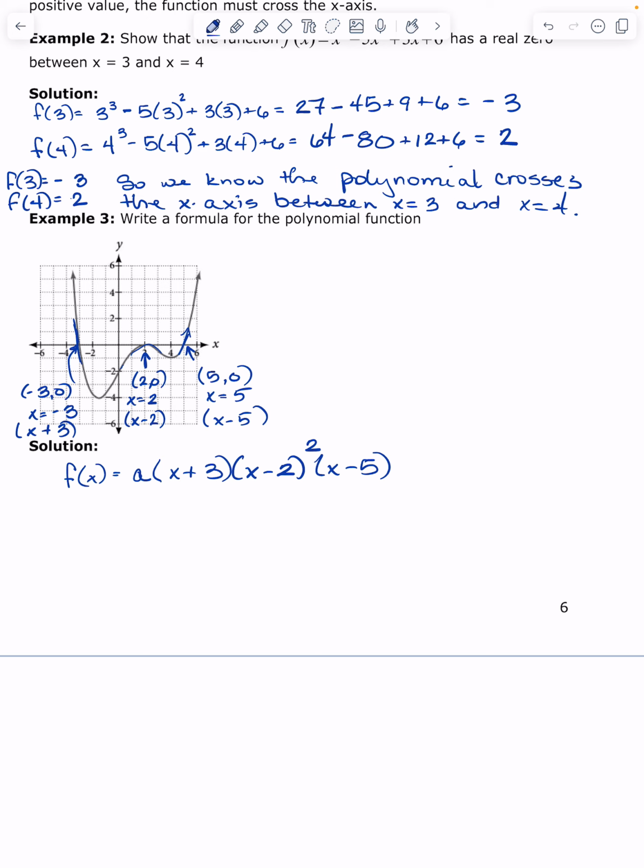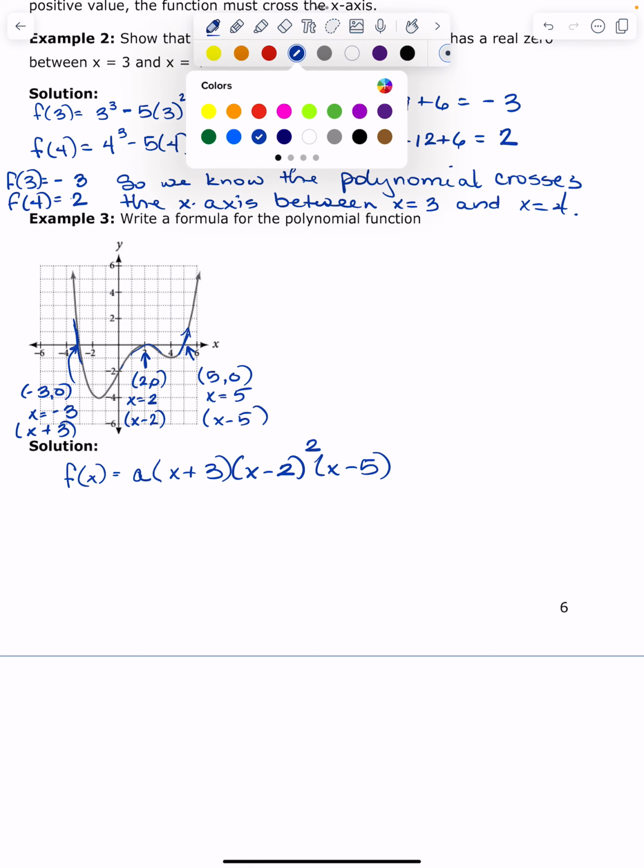Right now I have a 4th degree polynomial, and this makes sense. Both ends are pointing up. I know I've got an even degree, and I know my a had better be positive. So how do we figure out what a is? I am going to go ahead and take a look at my y-intercept.